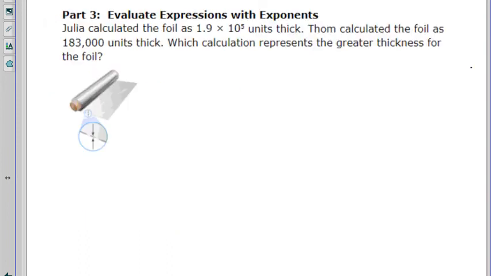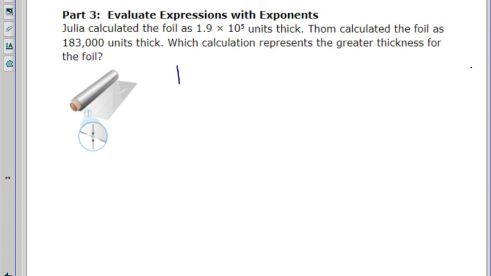All right, let's put this all to use in the real world. So Julia calculated the foil as having 1 9/10 times 10 to the 5th units in thickness. Must be a super small unit if it's that much thickness to it. Thom calculated the foil as 183,000 units thick. Which calculation represents the greater thickness of the foil?